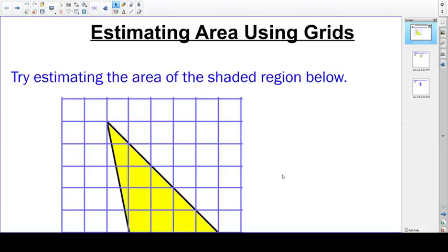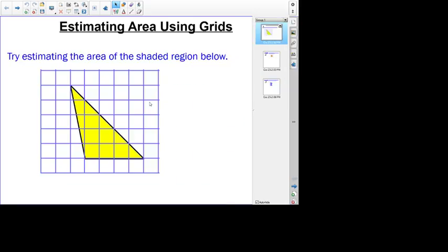Hi grade 10s. Today we're going to estimate area using grids. To do that, we are going to look at some irregular shapes and try to figure out their areas. When we do this, probably the best way of looking at this is thinking to ourselves, how many complete squares are shaded and how many partial squares are shaded.